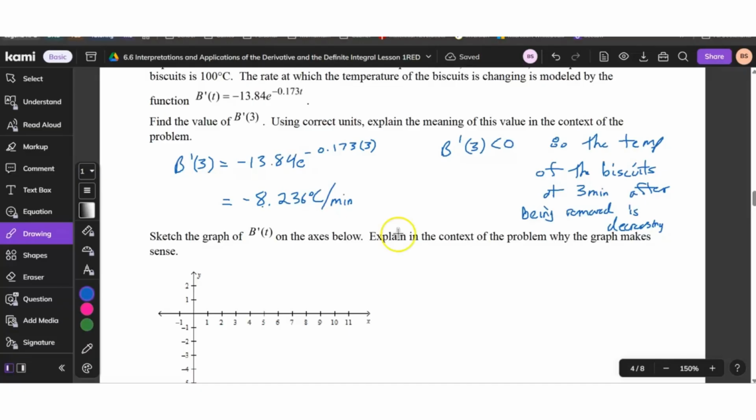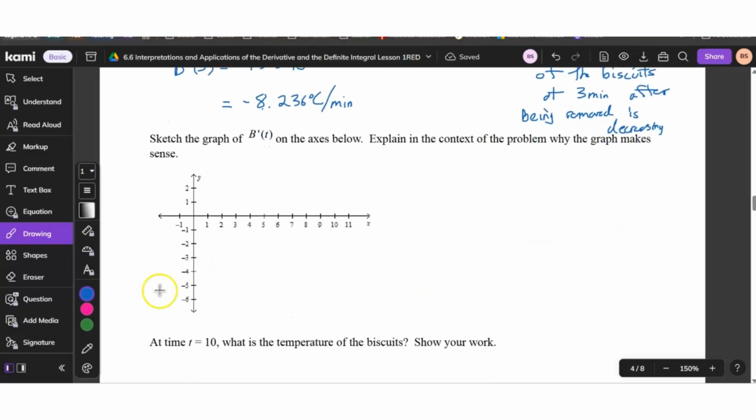Okay. All right, let's sketch the graph of this thing and explain it in context of the problem. If you imagine, it's always going to be negative. It's going to be an exponential graph. If you've got something that is 100 degrees Celsius, is it going to cool faster at the beginning or at the end? At the beginning. So that means that it should look like this. Right?